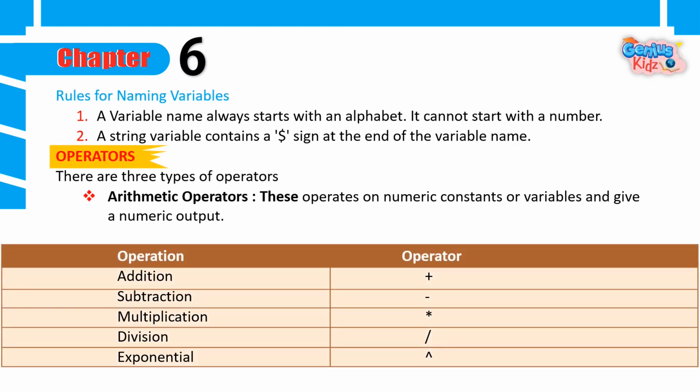Rules for naming variables. 1. A variable name always starts with an alphabet. It cannot start with a number. 2. A string variable contains a $ sign at the end of the variable name.